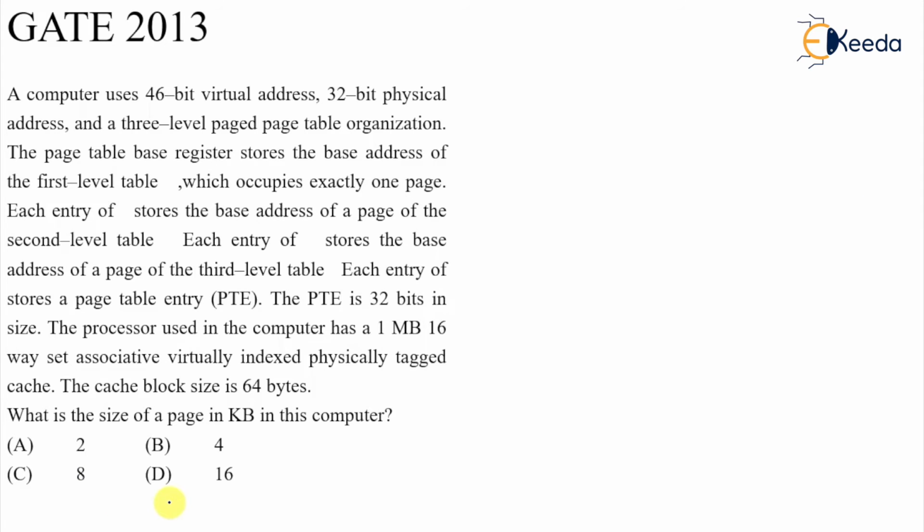The next question says that a computer system has a 46-bit virtual address and 32-bit physical address. So the system has a 46-bit virtual address space, and it has a 32-bit physical address space.